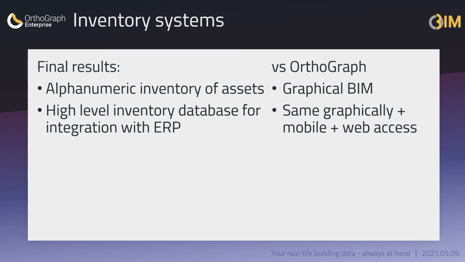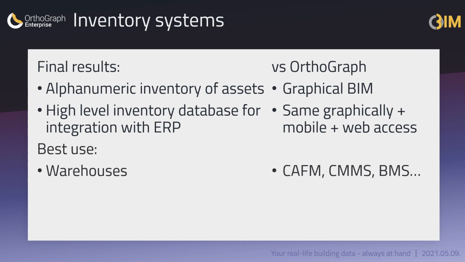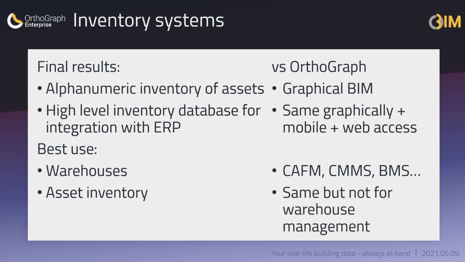Orthograph gives to this the full graphical functionality including floor plans, the asset locations, calculated data, and all this on mobile and in a simple web browser. Inventory solutions are the best for warehouse management. If there is no need for graphical information, then they are also great for making asset inventories. But in building operation, graphical information or graphical reports are a great tool for cost reduction, contracting, tendering, and increasing the performance of all workflows.